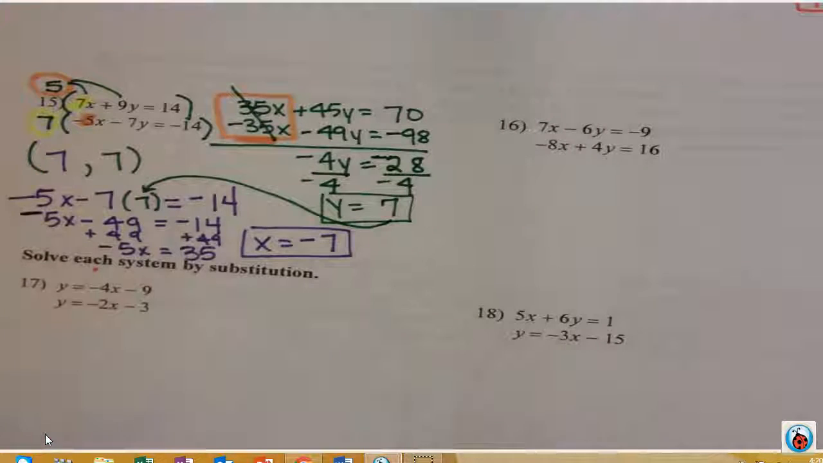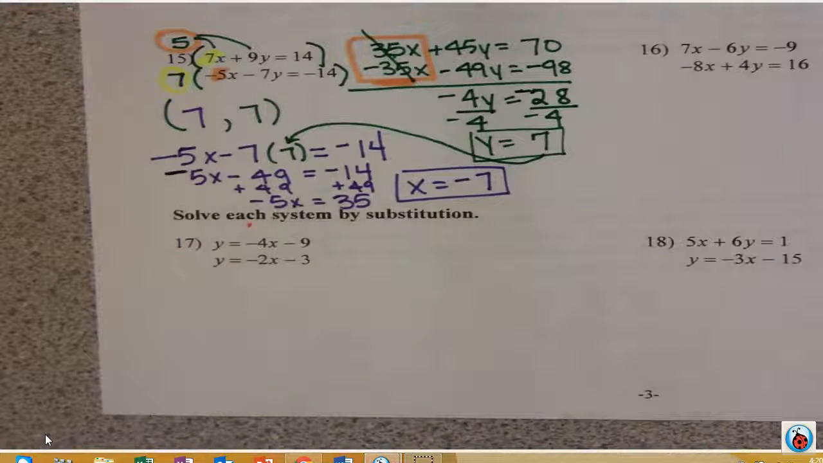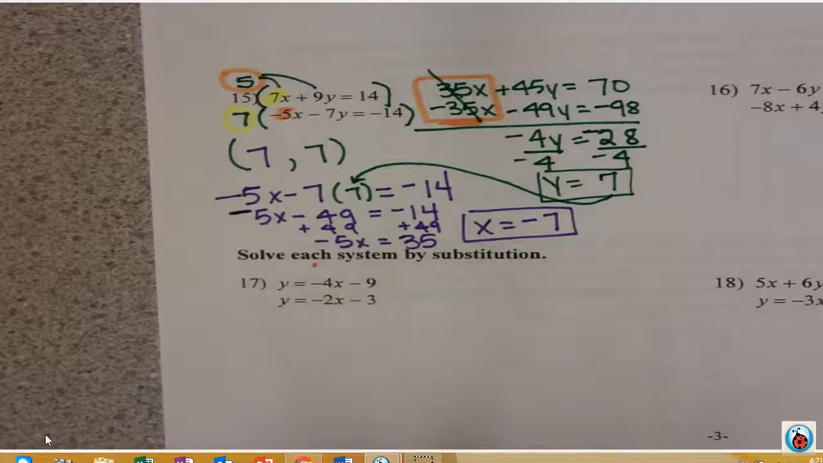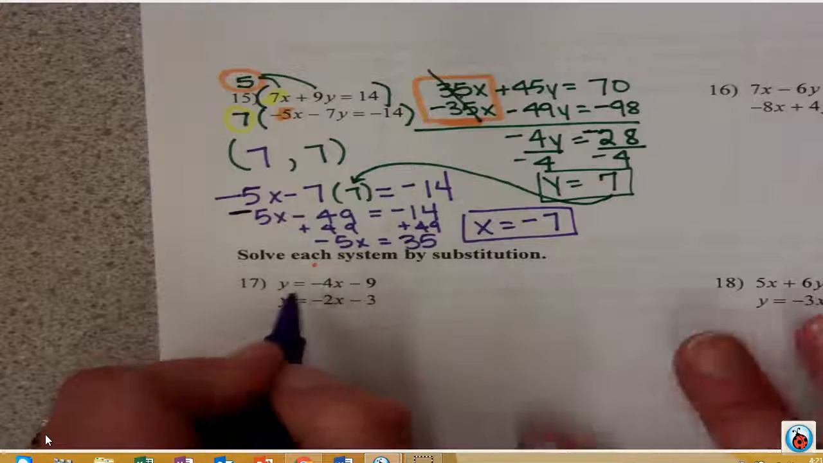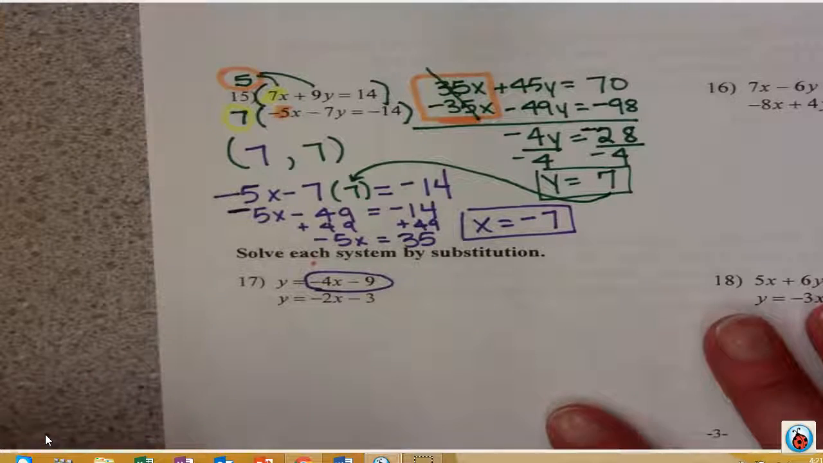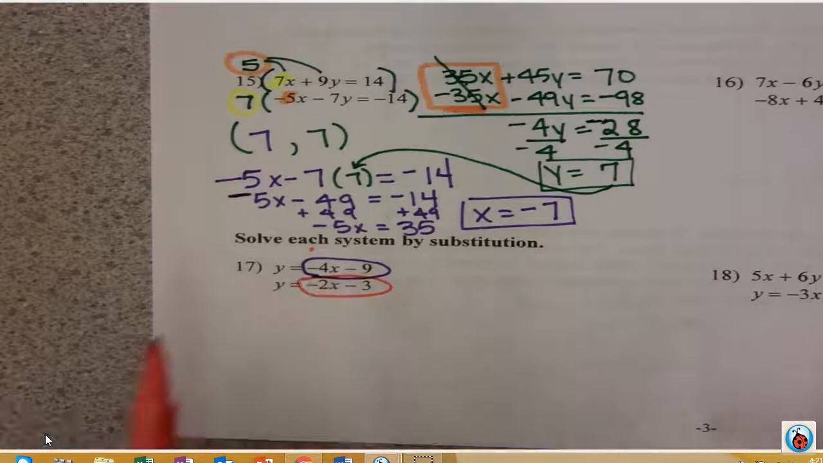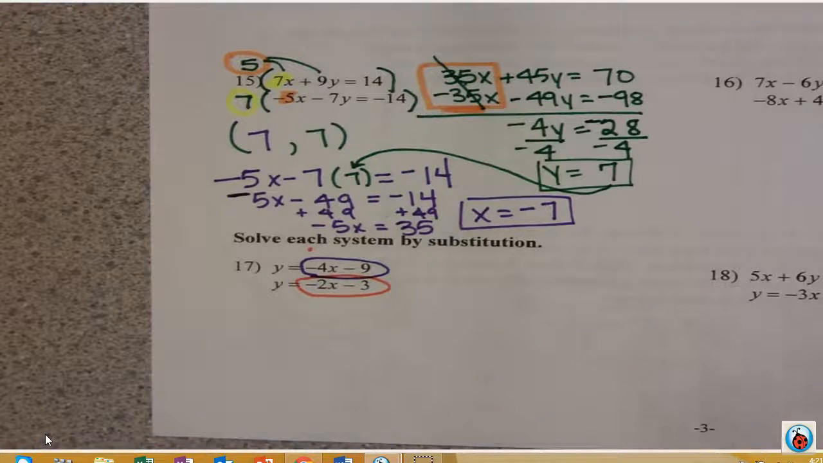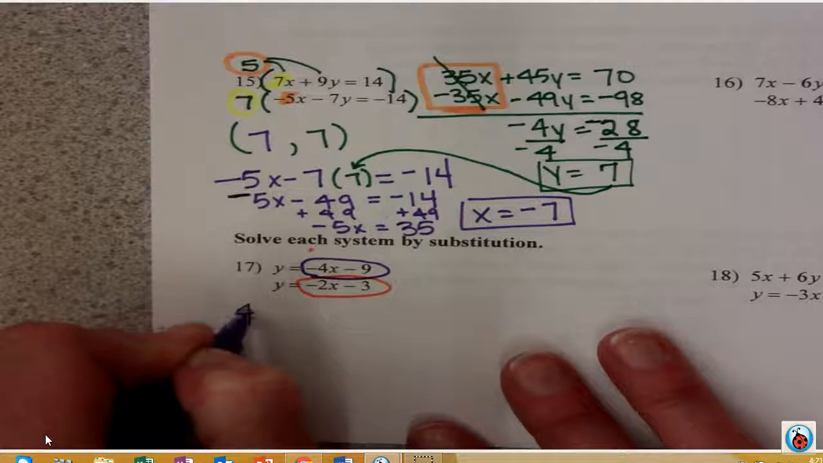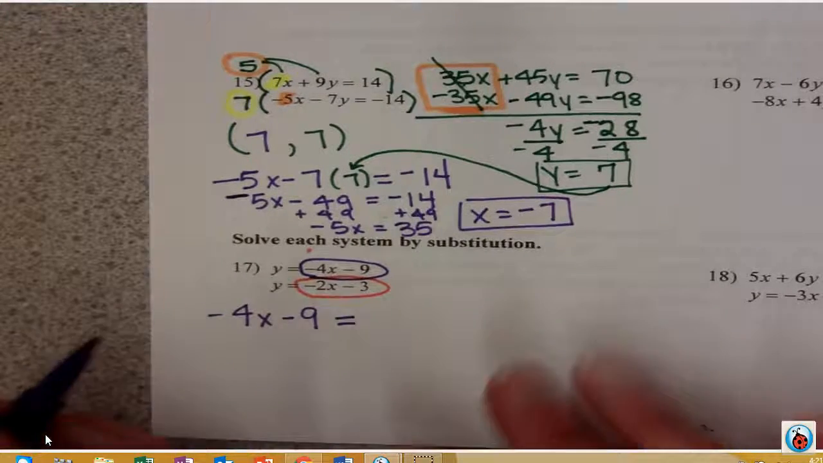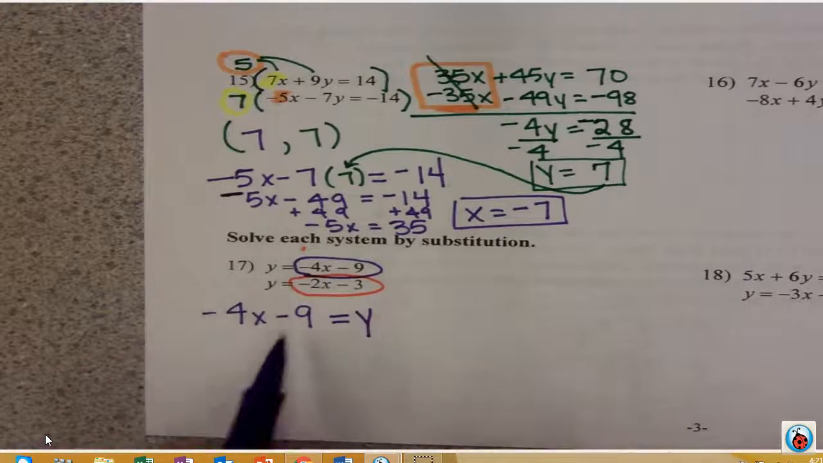Alright, moving on. Now we will solve by substitution. This is where you plug your numbers in for your x. I want you guys to really think about what you're doing. I've got y equals and y equals. So if I take my y equals this and y equals that, we know that the y's equal each other. So negative 4x minus 9 is going to equal y. Right? Isn't that what they say?